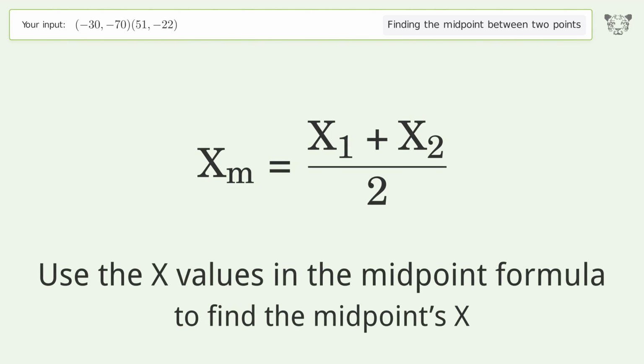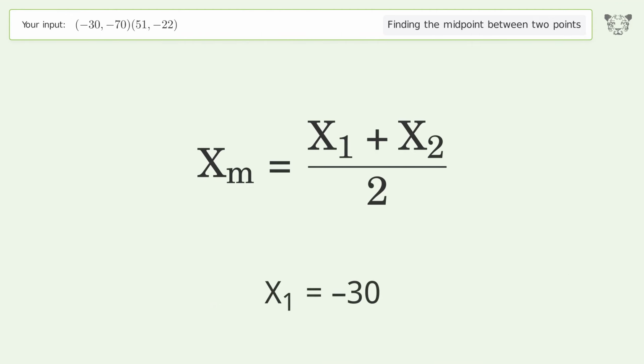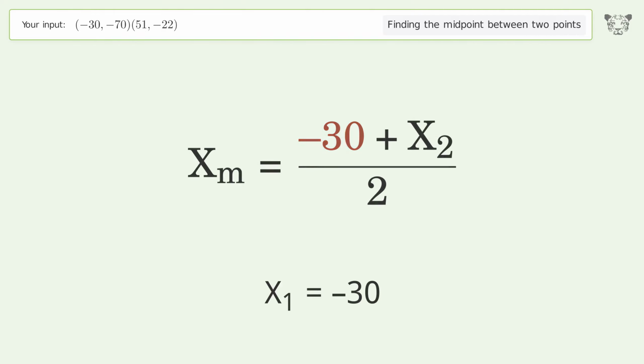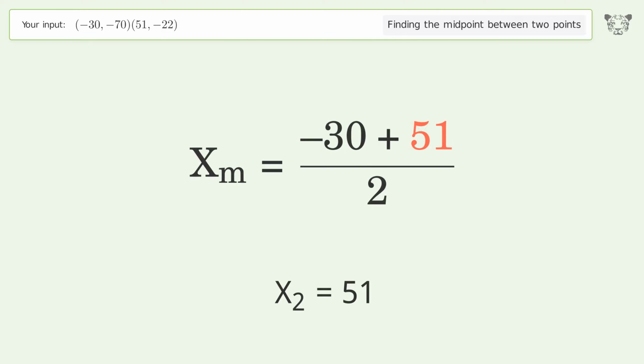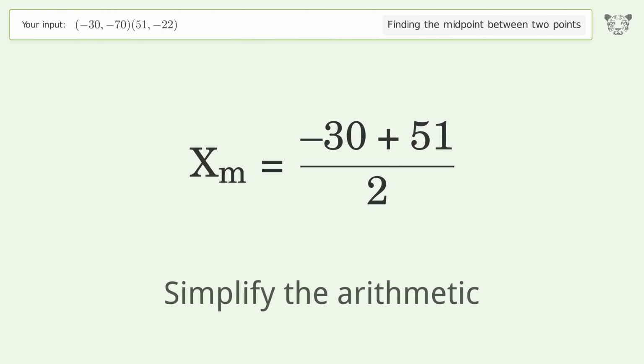Use the x values in the midpoint formula to find the midpoint's x. x1 equals negative 30. x2 equals 51. Simplify the arithmetic.